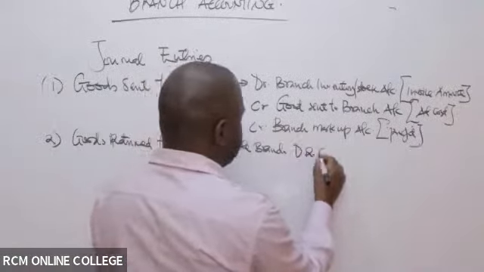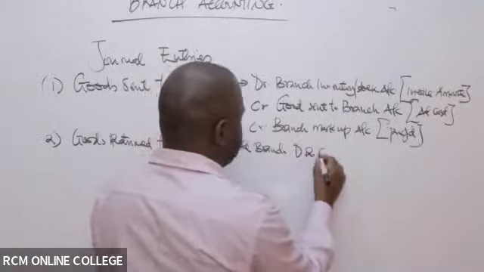So goods returned by the branch customer to the head office. So what happens? Goods returned by a branch customer to the head office. So they don't go to the branch, but in this case, they go to the head office.